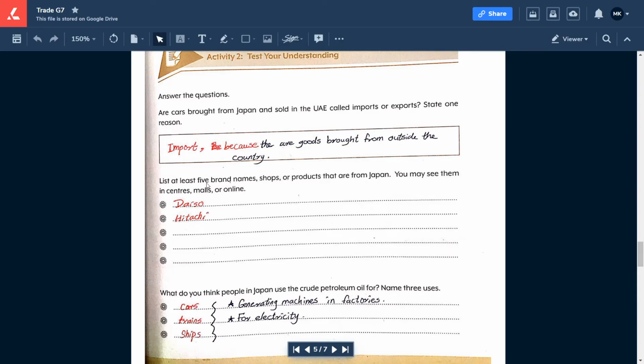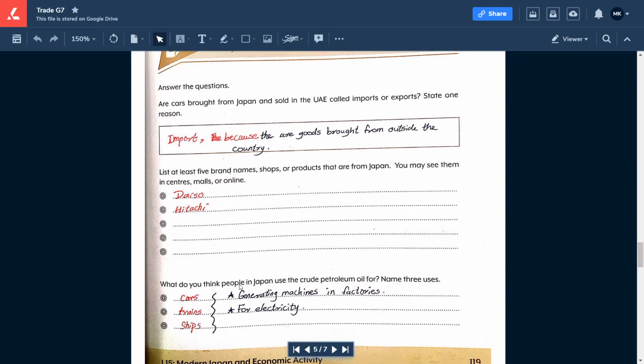List at least 5 brand names, shops or products that are from Japan. You may see them in centers, malls or online. I wrote Daiso, the name of the shop. Also Hitachi, it's the name of electronic devices. Here we have 3 blank places to write your own answers. What do you think? Think around you, things that are from Japan.